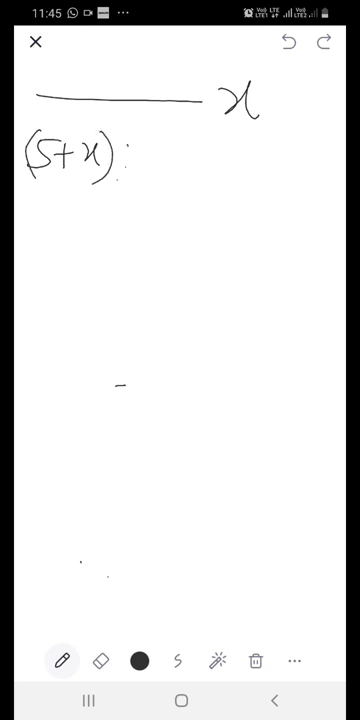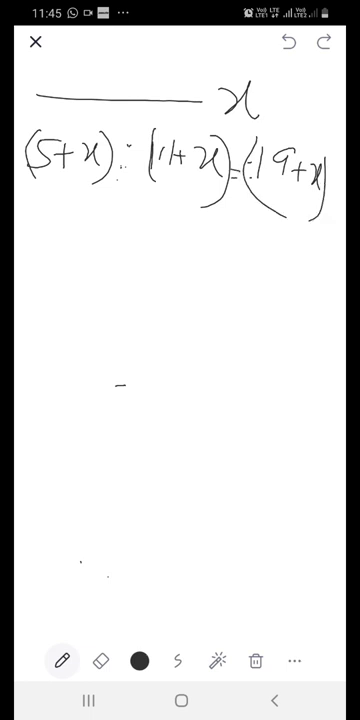Now in the sixth question you have been asked to find the number added so that 5, 11, 19, 37 are in proportion. So you will say let the number added be x. Add number x to all the terms and form the proportionality. 5 plus x is to 11 plus x is equal to 19 plus x is to 37 plus x.